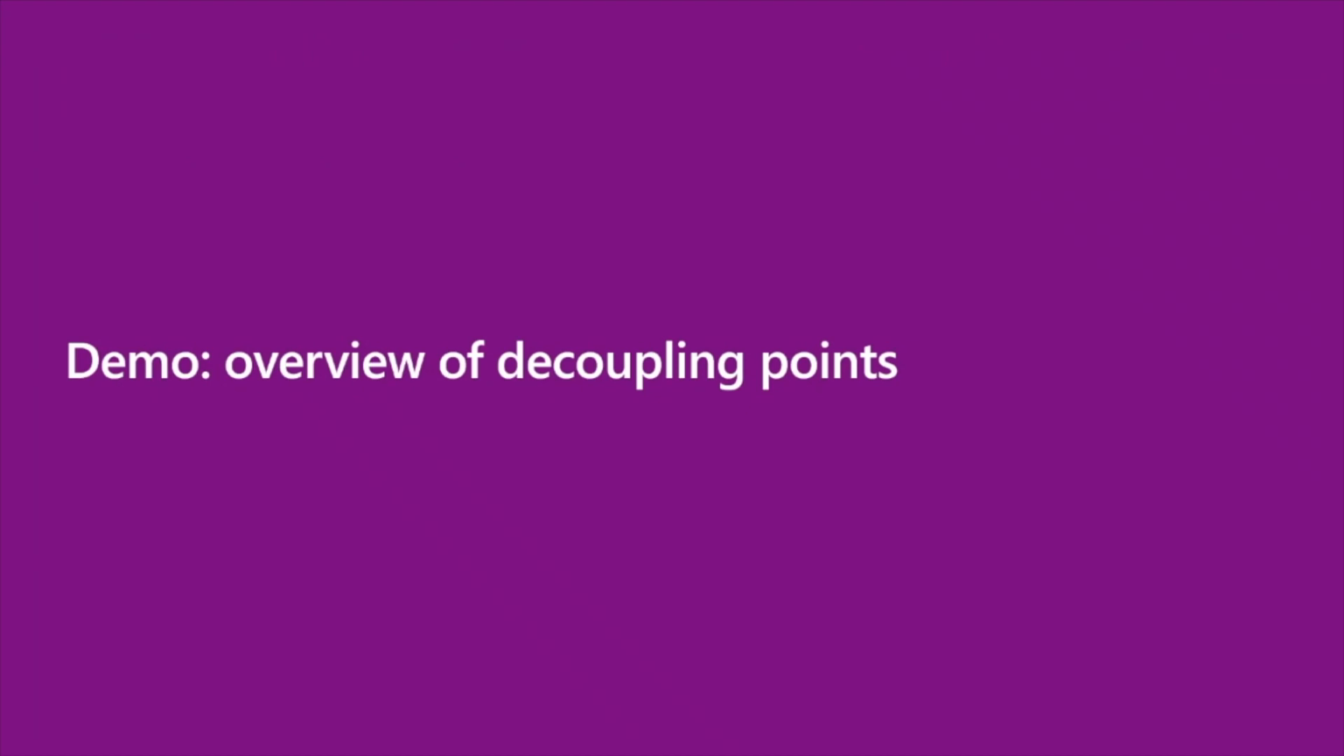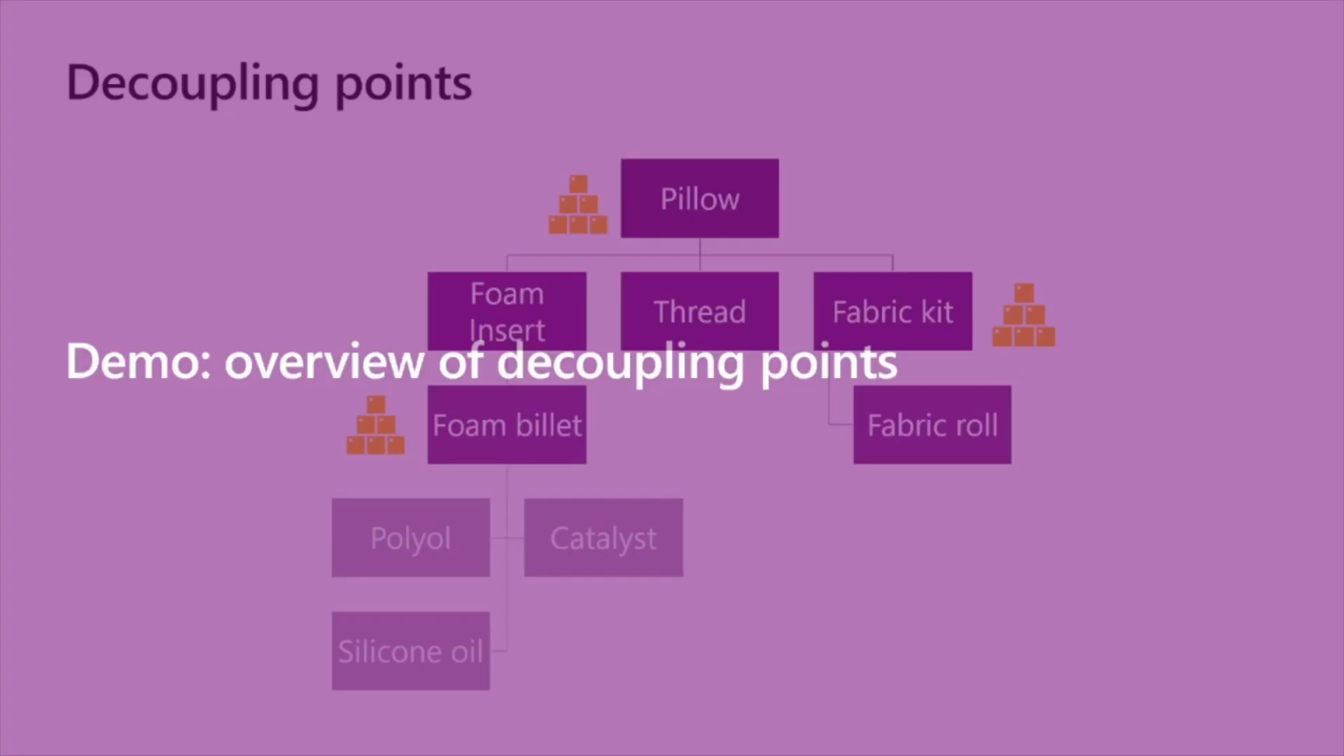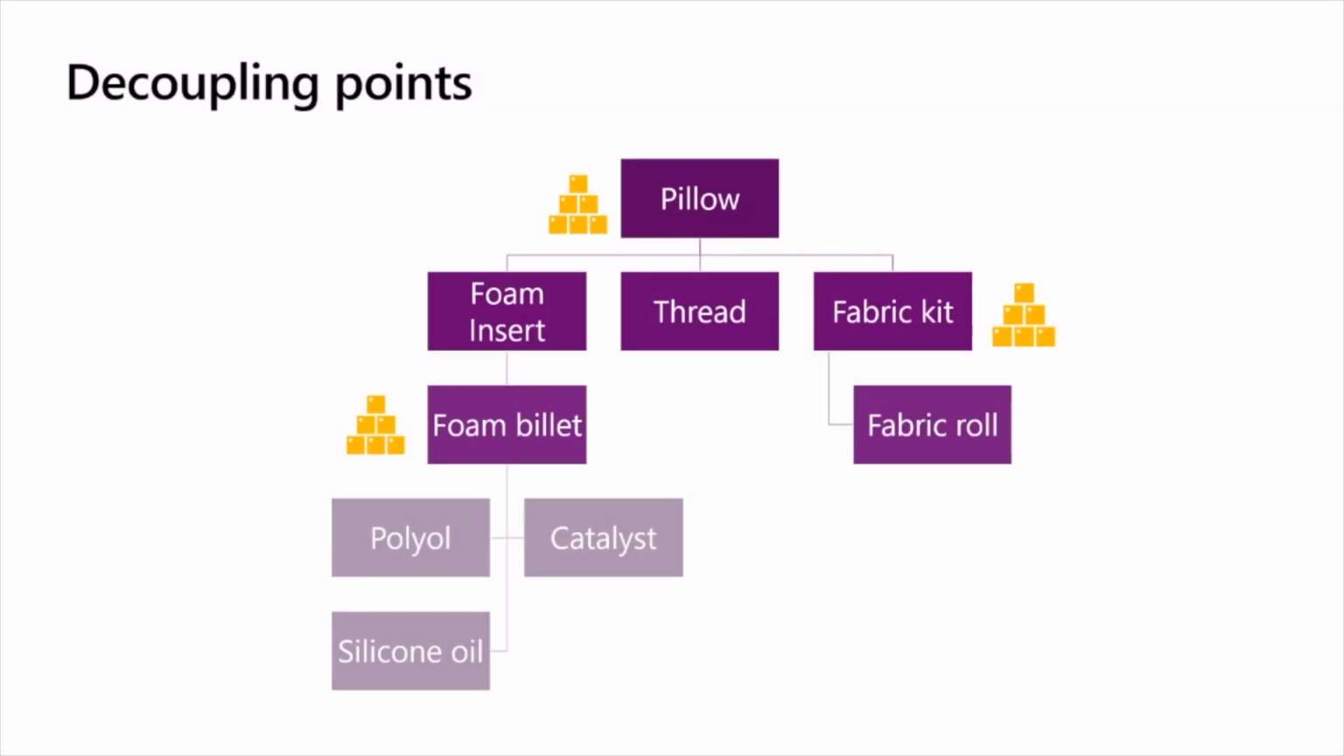Now we've seen it for a decoupling point. But what if you had many? How do you get that overview? So in our pillow example, we had two other decoupling points. Let's go back to the demo to see how you would see them.